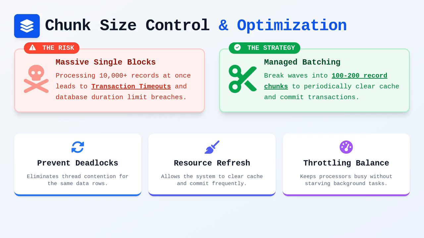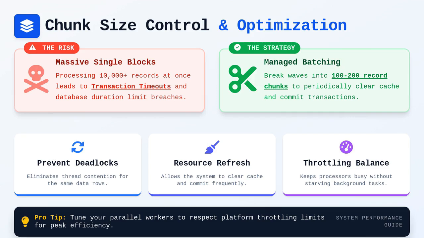Within these chunks, we must ensure that our parallel processing workers are configured to respect the platform's throttling limits. A well-tuned system keeps the processor busy without starving other critical background tasks of their compute cycles.